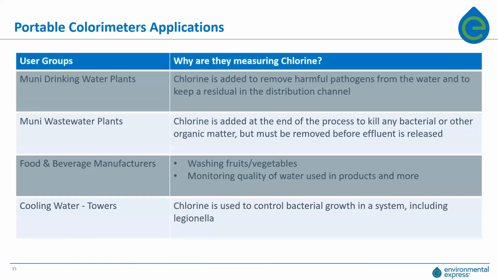So to summarize some of the key applications, again, the municipal drinking water plants, as I mentioned, chlorine is added to remove the harmful pathogens and to keep a residual in the distribution channel. For municipal wastewater plants, chlorine is added at the end of the process to kill any bacterial or viral contaminants that have made it through the treatment process. And the free chlorine must be removed before the effluent is released.